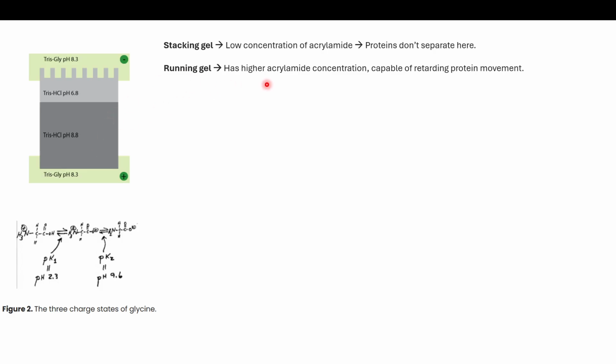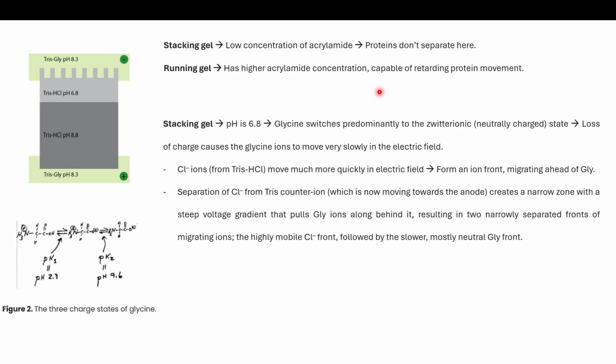And this running gel or resolving gel has a higher acrylamide concentration, capable of retarding the protein movement. So the stacking gel here has a pH of 6.8. Before that, an amino acid has an NH2 group and a carboxyl group, which can exist as COO minus, and the NH2 group can exist as NH3 plus after donating its lone pair on the nitrogen atom. So positively charged, negatively charged.